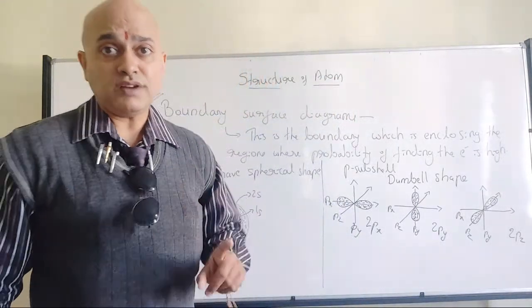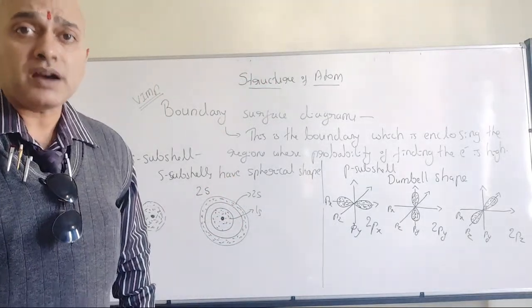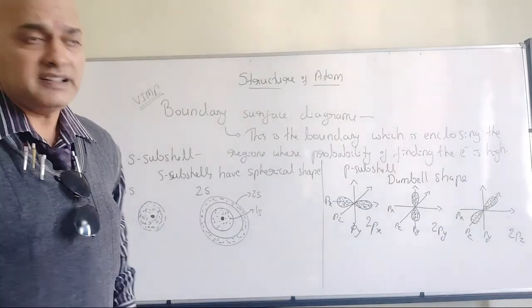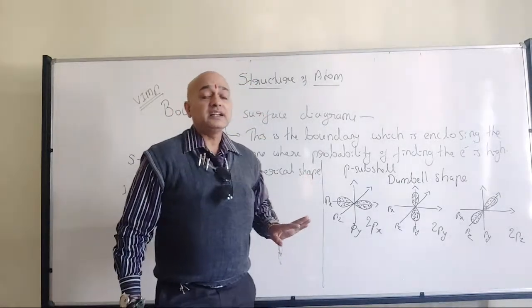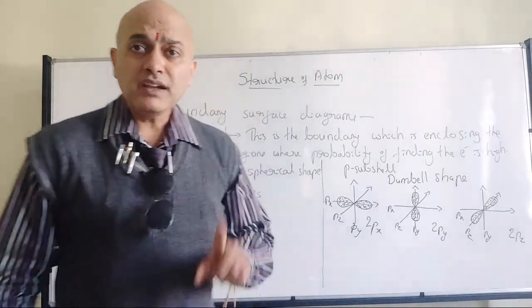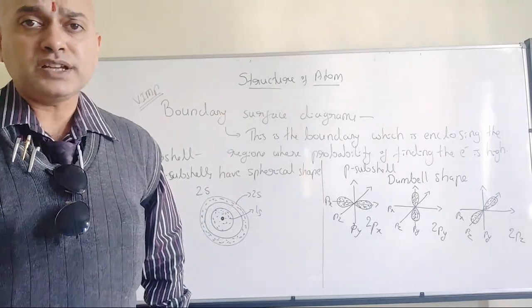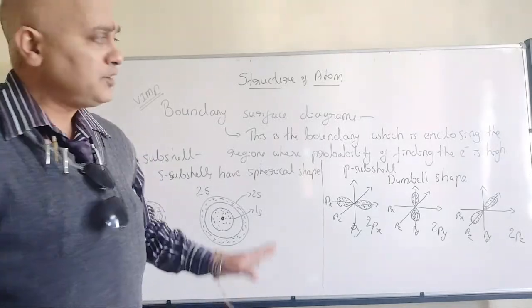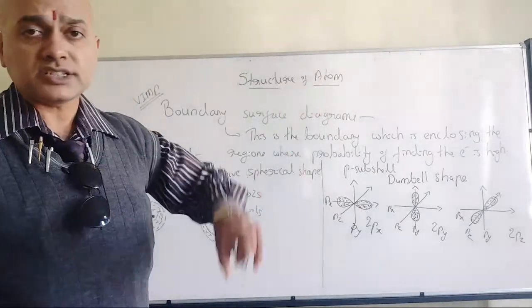Repeatedly I am telling this, because some students will not label the axis and they will expect the marks. It depends on the examiner; they will not give the marks. So that's where we have the p subshell, which has a dumbbell shape. For 1 mark they can ask, write the shape of the p subshell, then you should tell just one word: dumbbell. No need to draw the pictures.